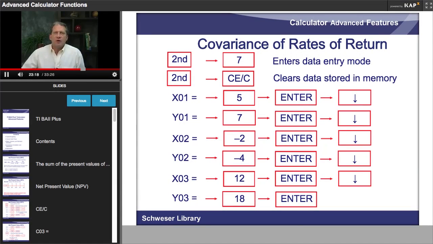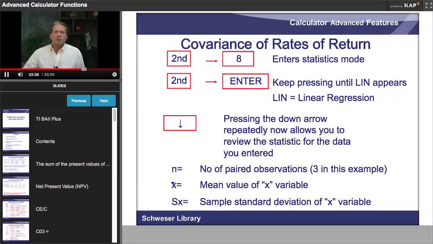So we enter the 2 values. Now we're going to enter at x1 and y1 the 5 and 7, the minus 2 and the minus 4 for x2 and y2, and in the 3rd period our values were 12 for x and 18 for y. So we enter those as well and just keep scrolling down. Now we enter statistics mode and use that second set key, which is the second function of the enter key, and keep pressing until you get to linear regression.